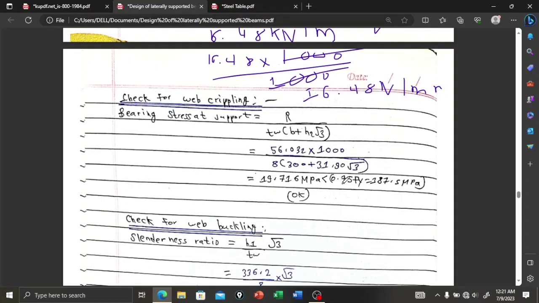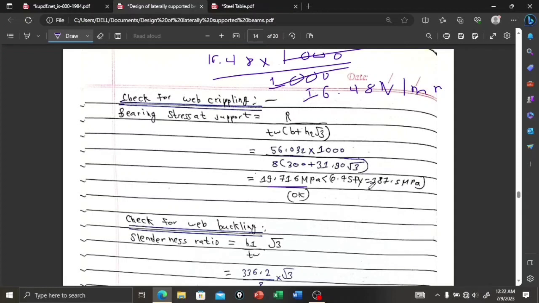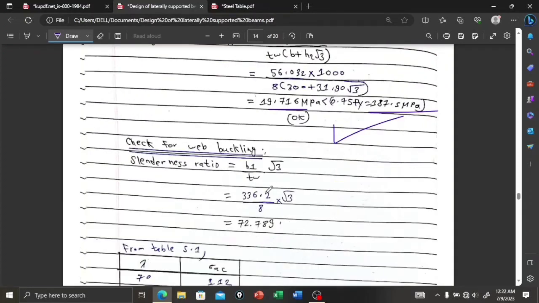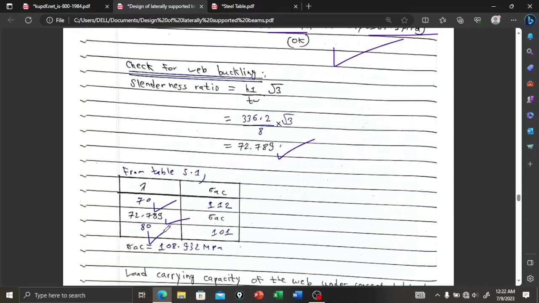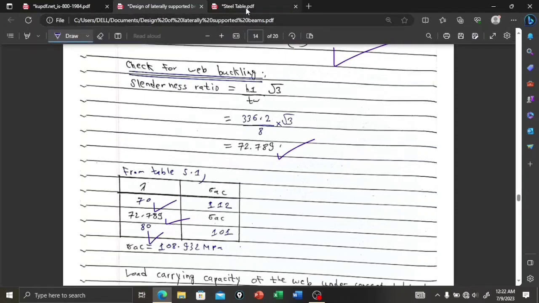Check for web crippling. Bearing stress at supports is R by TW plus S2 to 3. By putting the values, it is 19.716, which is less than 187.5, or 0.75 into 250. So this is less than this, so okay. Check for web buckling. Slenderness ratio is S1 by TW 3. By putting this value, slenderness ratio is 72.785, which lies between 70 and 80. Table 5.1, 70 and 80.